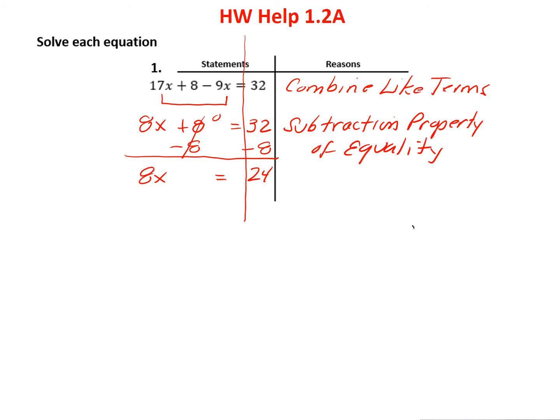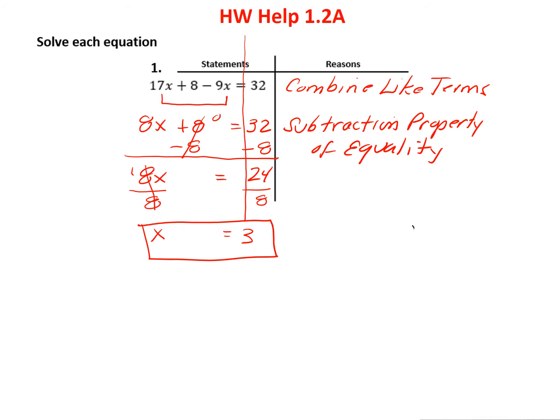The opposite of 8 times x is x divided by 8. So we'll undo this by dividing this side by 8. 8 divided by 8 is 1. That leaves me x. But whatever we do to one side, we have to do to the other. So 24 divided by 8, and we have our answer: x equals 3.